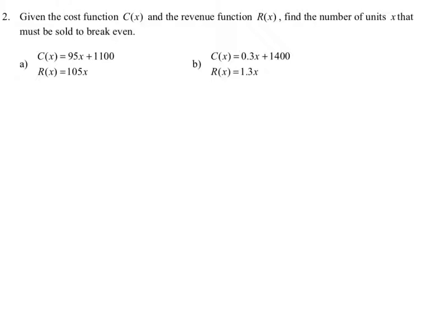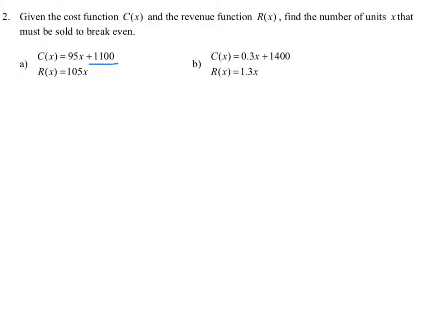Given the cost function c of x and the revenue function r of x, find the number of units x that must be sold to break even. So we have a c of x, that's our cost function. Now the cost function has fixed costs, in this case the $1,100. Even if you don't produce any units, if x is 0, the cost is still going to be $1,100. And then the revenue equation is 105x. So for this particular example, you can consider that it costs about $95 per unit plus the fixed cost of $1,100, where the units are selling for $105 a piece.